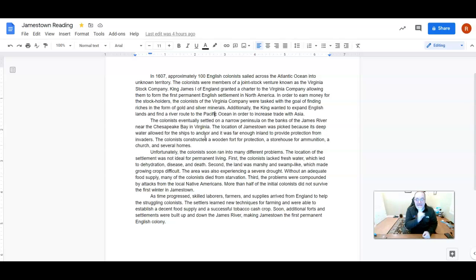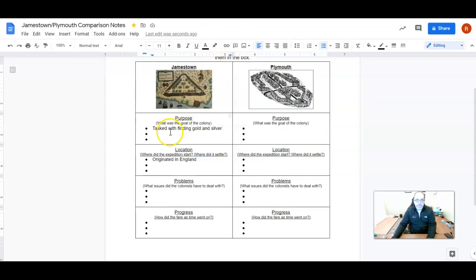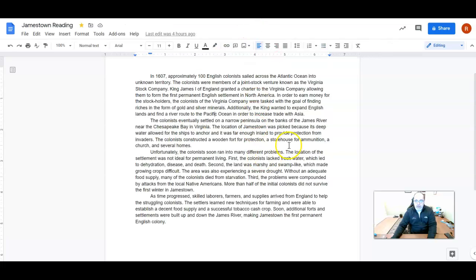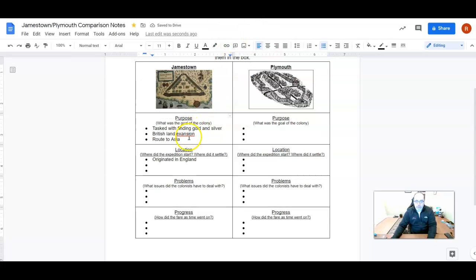absolutely. There was a second goal, a second purpose, to use that wonderful vocab word, and that was to expand English lands. So, land expansion, British land expansion, and route to Asia. We can see all of those there. So we can see varying reasons for this expansion, right?